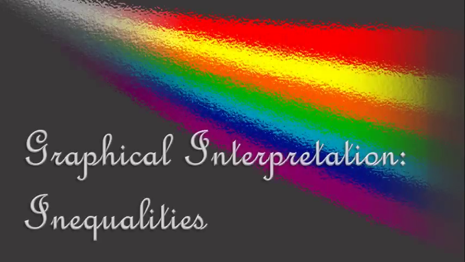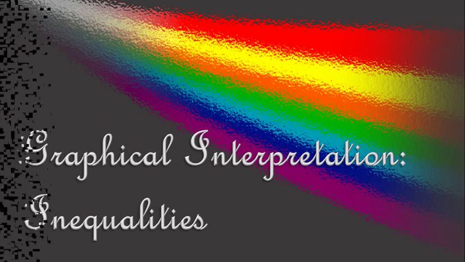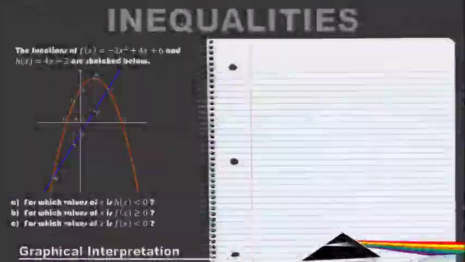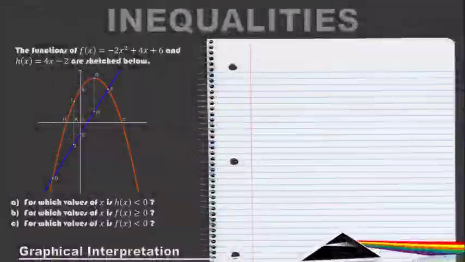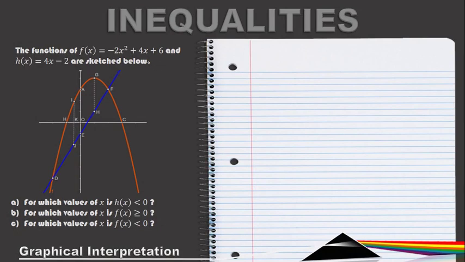We will now look at graphical interpretation and inequalities. So for this example, the functions f(x) and h(x) are sketched below. Then the question is, for which values of x is h(x) less than 0? So h(x) here is our straight line, and being less than 0 means where does the graph lie below the x-axis. So that's all of these values.